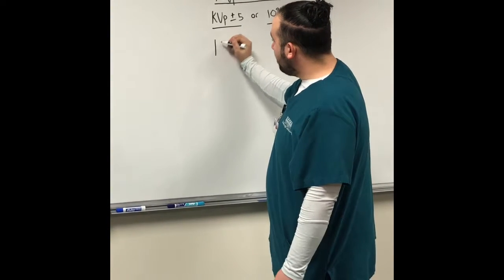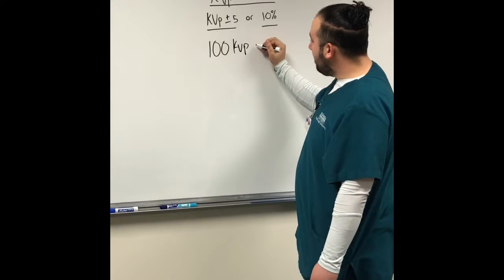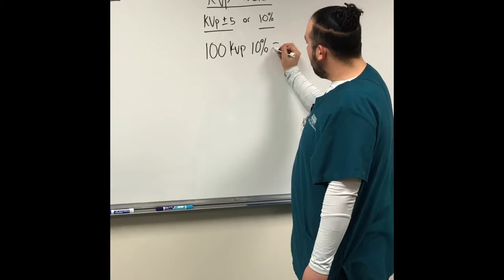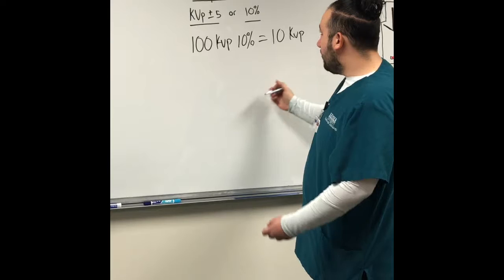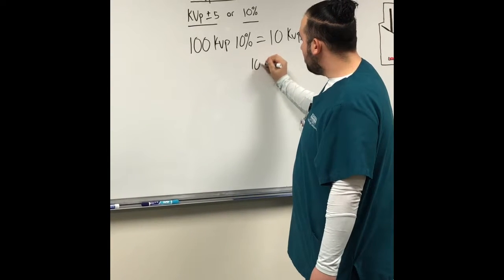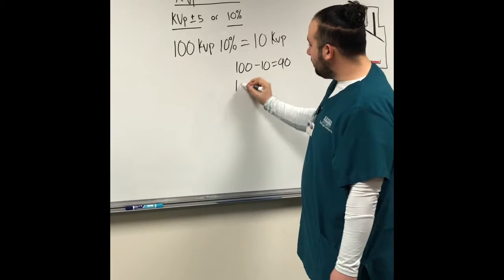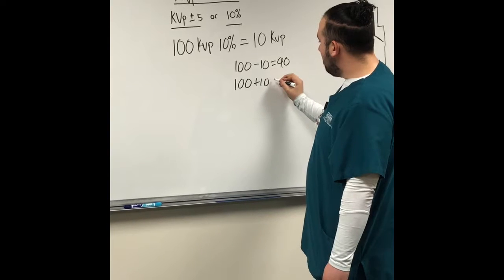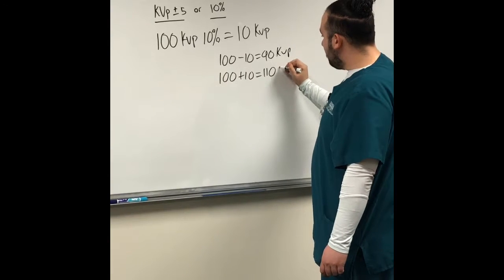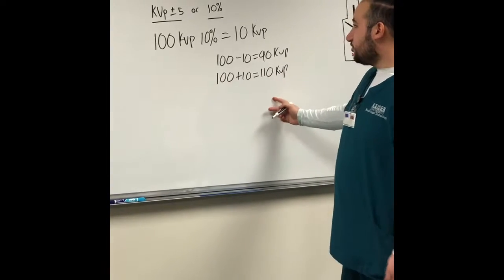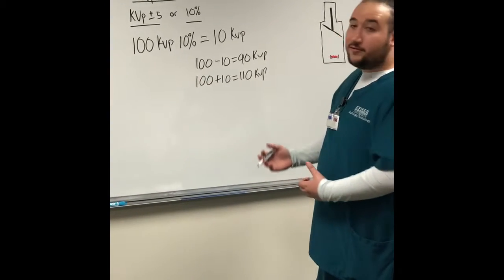So let's do 100 KVP again. And 10% of that happens to be 10 KVP. So another acceptable range would be 100 minus 10, which gives you 90, or 100 plus 10, which gives you 110. So technically, your acceptable range is 90 to 110, but to be more accurate, you use the plus or minus 5, which gives you 95 to 105.